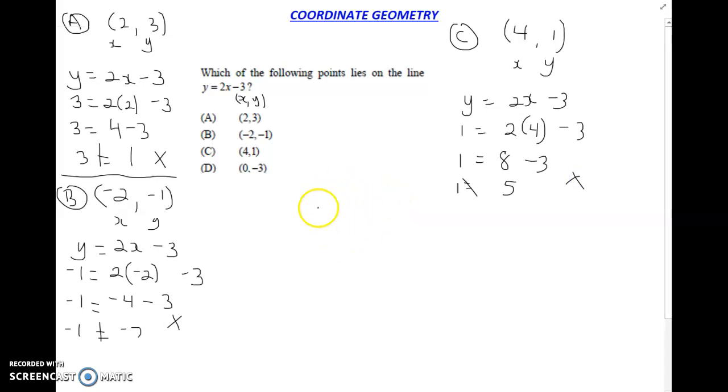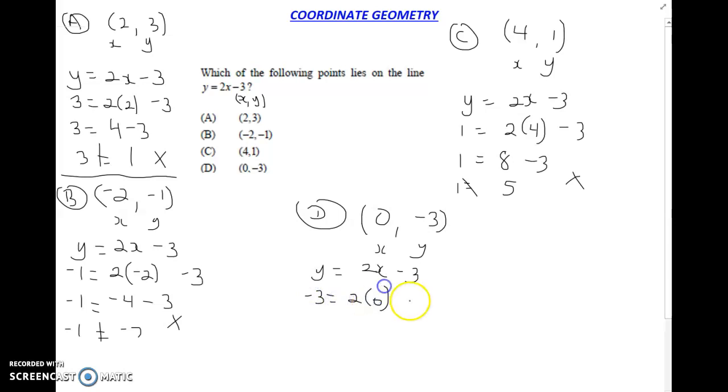And let's try it for D now. Well, it didn't work out for A, B, and C, so it had to be D, right? So this is my x value, y value. Again, write the equation. My y value is negative 3. My x value is 0. So negative 3 equals 2 times 0, anything times 0 is 0. Minus 3. Negative 3 equals negative 3. So you see how they are equal on both sides. So which of the following points lies on that line? The answer will be D. Right? Cool.